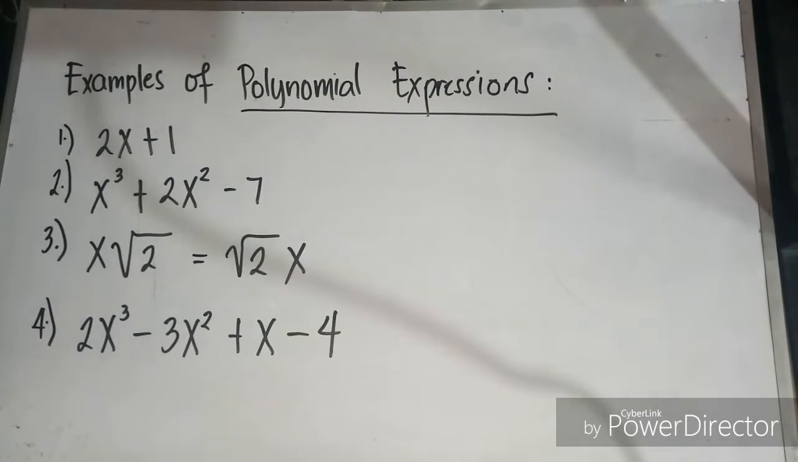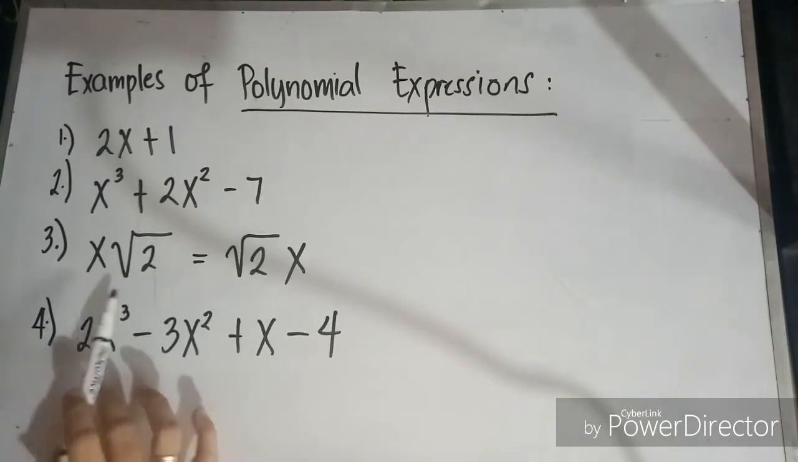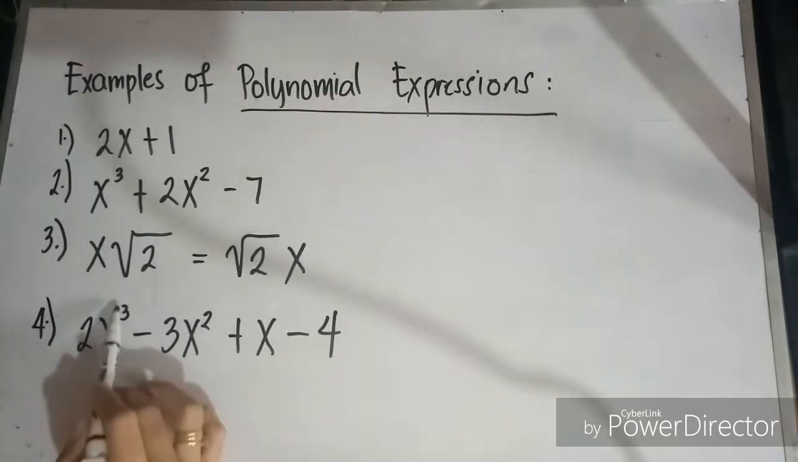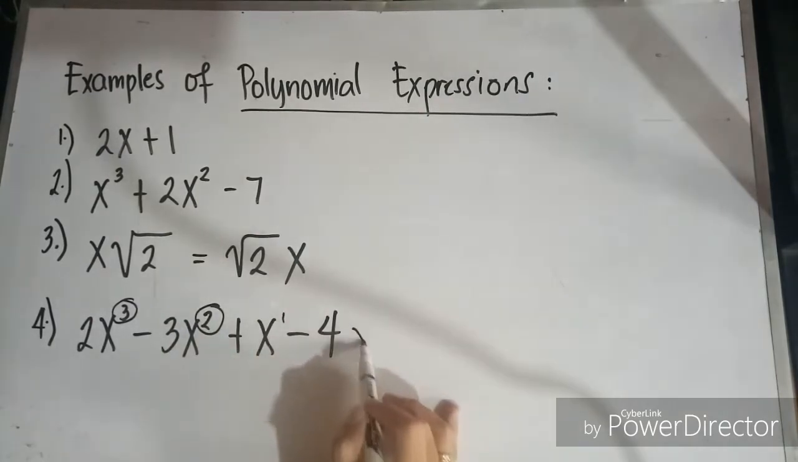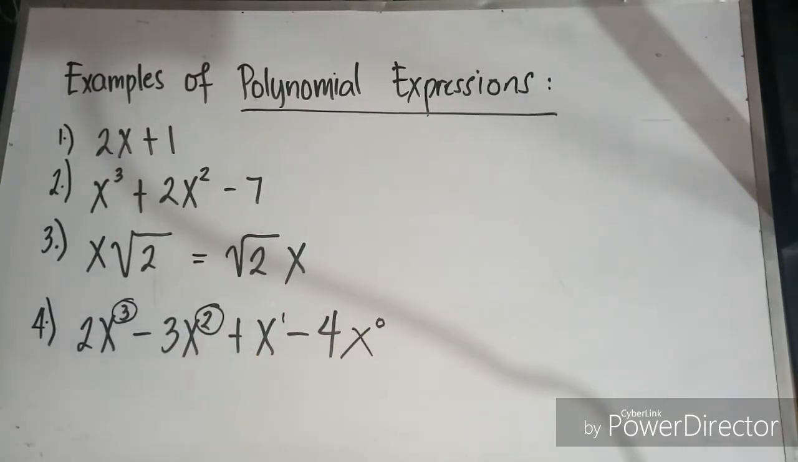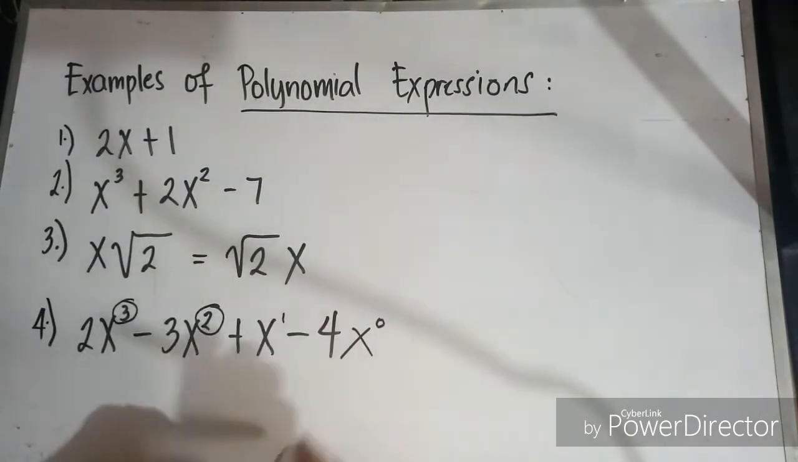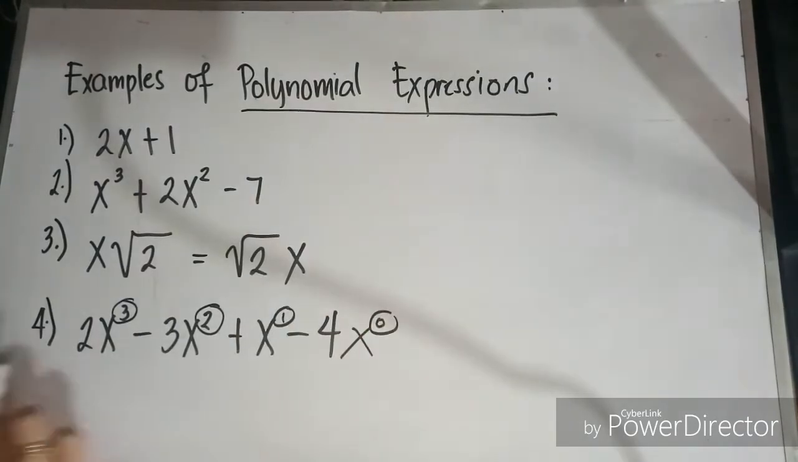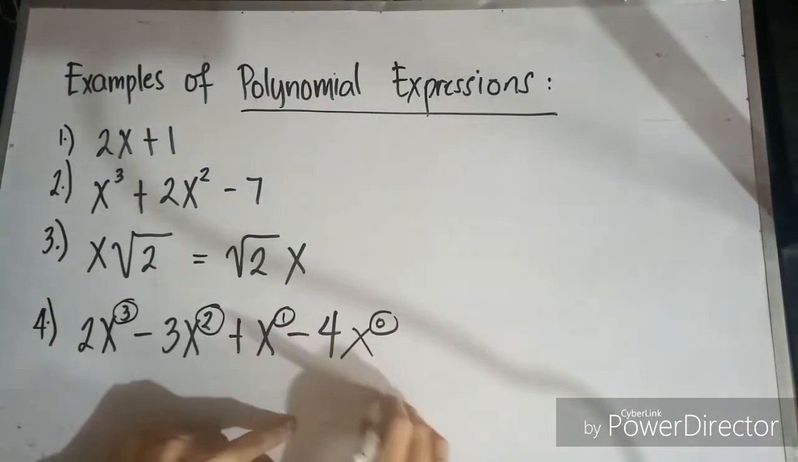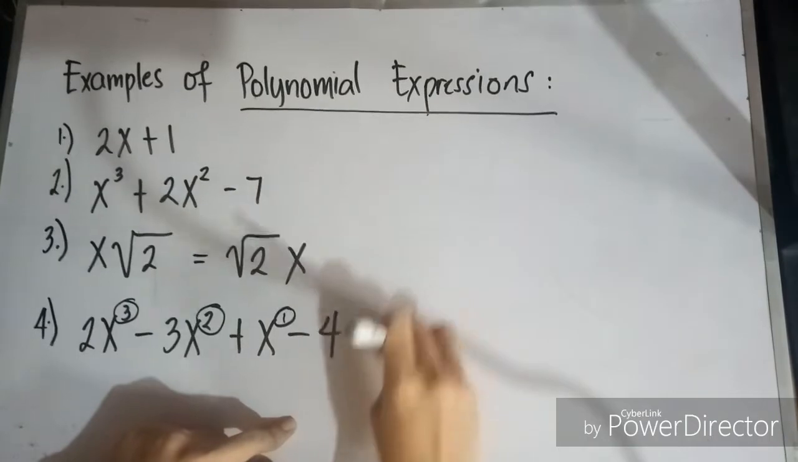In this case, this polynomial expression is, let's say, complete because the exponents are in descending order. You have 3, 2, 1, and x to the power of 0. But there is no need to write x to the power of 0 because this is just equal to 1. I'm just showing you that the exponents are complete. So I can just erase this part.